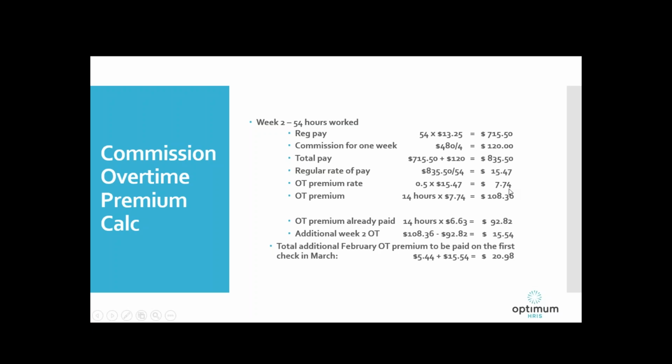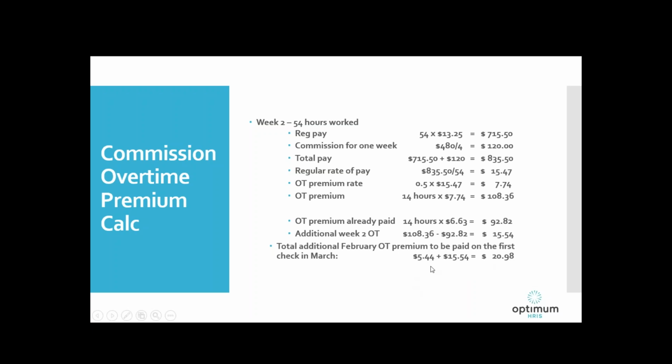14 hours of overtime at his new overtime rate is $108.36. We already paid him $92.82 at his original overtime rate. So now we need to subtract the difference. We owe him an additional $20.98 for the second week of overtime in February.